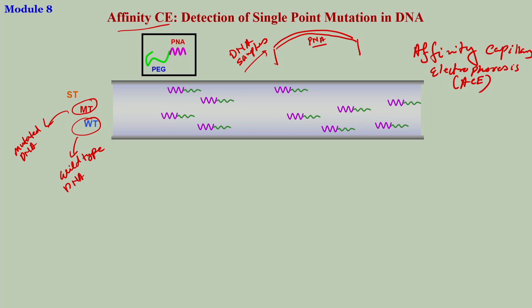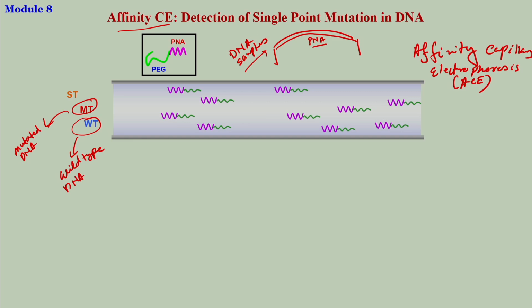Single point mutation, if you have only a point mutation in the whole long DNA sequence. So, presence of one mismatch, how do you detect? And that is very important in order to detect cancer cells or even other diseases. There are a lot of mutations that are going on, and those are responsible for several kinds of diseases. So, identifying single point mutations is very, very important. And affinity capillary electrophoresis we have used to detect such mutated DNA.